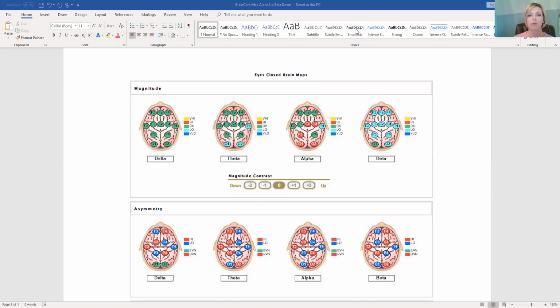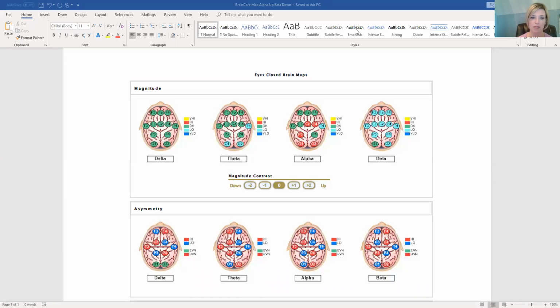Today we're going to start with a brain map for a person who thinks that they have ADHD when they arrived at this neurofeedback expert's office. Let's go through this brain map briefly. I'm just going to go through the eyes closed map, but I will tell you the eyes open map is very comparable.